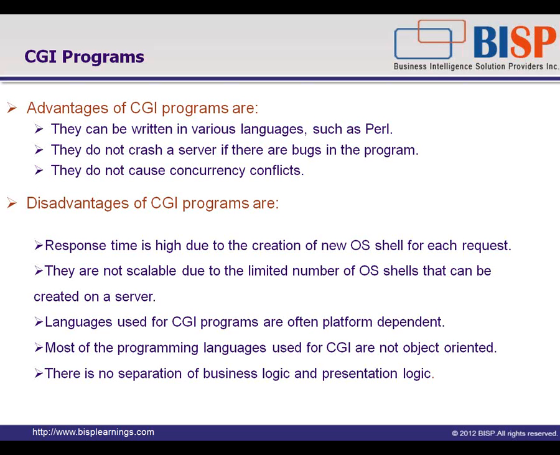The second thing is, they are not scalable. What is the reason? Because of the limited number of OS cells, limited resources, limited hardware. As the number of requests increases, the OS cells will increase. So it means there is a request limitation in a CGI program. Then, CGI programs are often platform dependent, so you cannot run CGI programs on every platform.